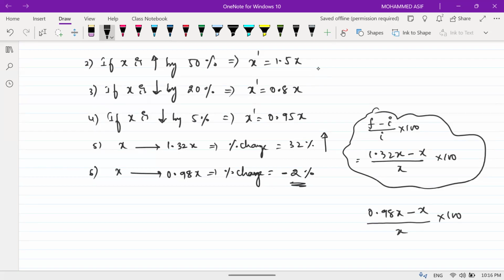अरे 0.98 minus 1 है ना बेटा ये. 0.98 minus 1 कितना होगा? 0.02. x कैंसिल हो गया. परसेंटेज आया? 0.98 minus 1 into x divided by x. x कट गया into 100. इसलिए तो कितना आएगा? 0.98. छोटे में से बड़ा जा रहा है तो माइनस में आएगा. इसलिए 0.02 into 100 है तो निकल जाएगा. तो 2% आ गया.